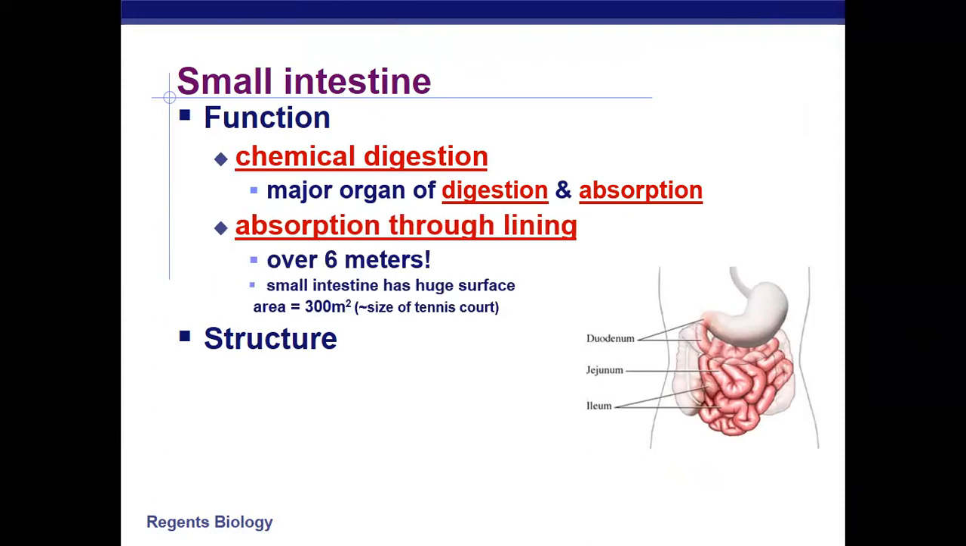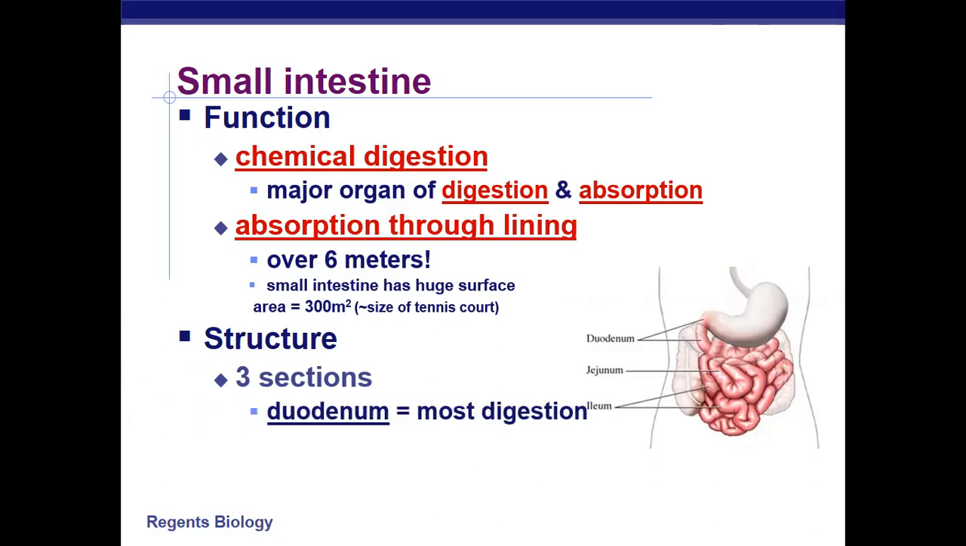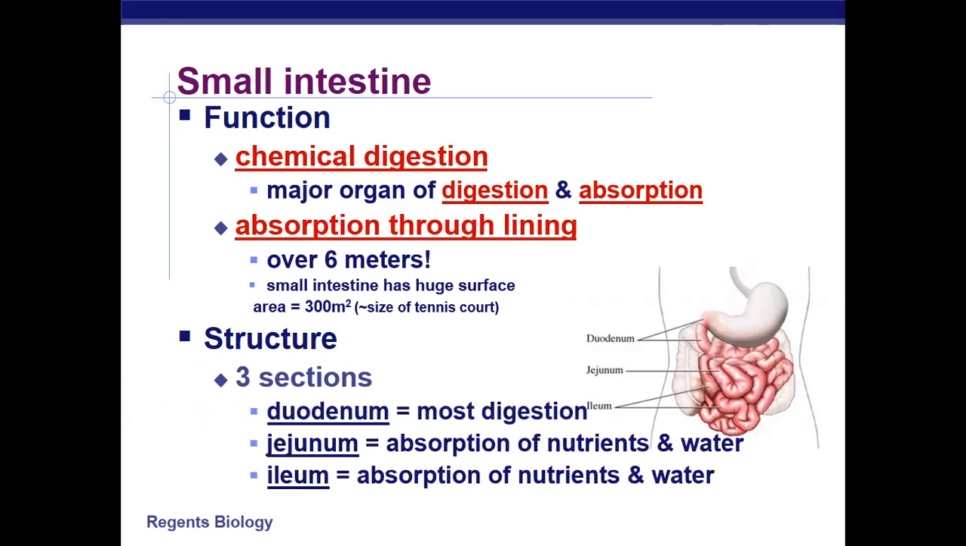Absorption happens through the lining, over 6 meters long. The small intestine has a huge surface area, about 300 square meters, near the size of a tennis court. The structure has 3 sections: duodenum, jejunum, and ileum. In the duodenum, mass digestion occurs. In the jejunum and ileum, absorption of nutrients and water occurs.